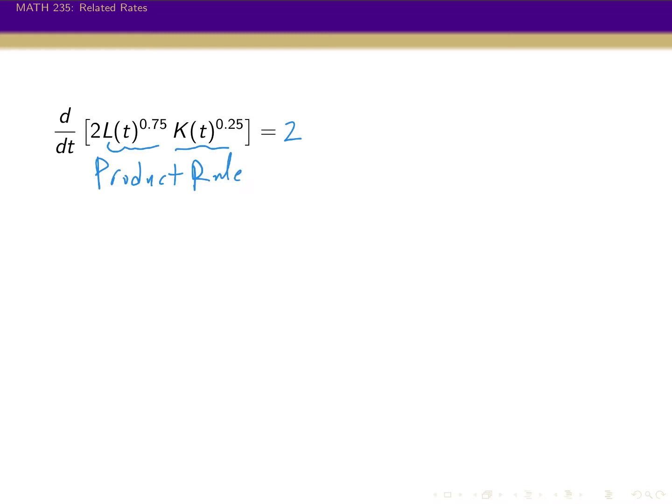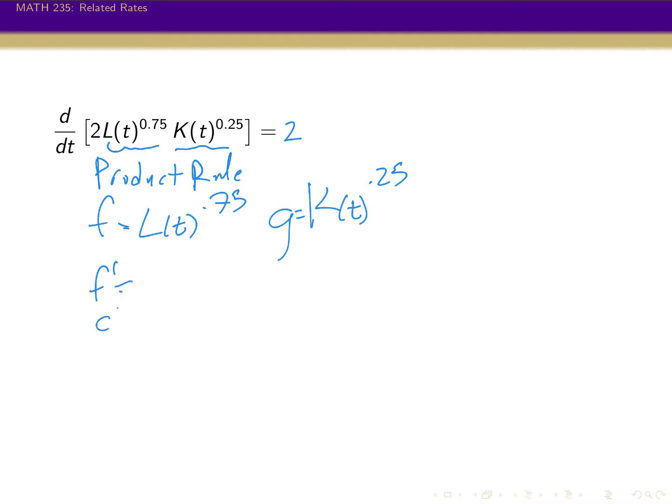And so one function, f, is going to be L of t to the 0.75, and our other function g is going to be k of t to the 0.25. And then when we take the derivatives of both of these, we've got to remember that we really have a chain rule here because L of t is a function itself.